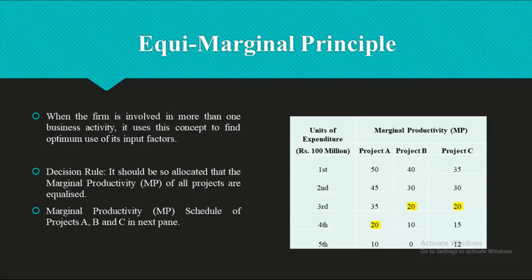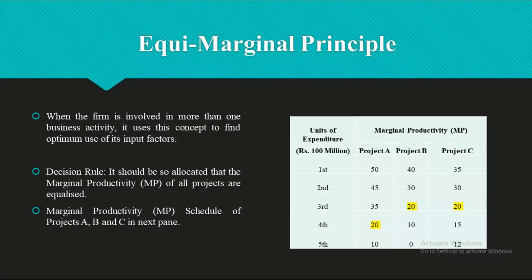If I invest the same amount in project B, the marginal productivity it is going to give me is 40 in the first batch, which is lesser than project A. It is also diminishing, from 40 to 30, 20, 10, and then it becomes 0 at the fifth stage. That means if I invest the last batch of my 100 million in project B, I am not getting any marginal productivity. It is 0. Now in case of project C, it is 35, 30, 20, 15, and 12.